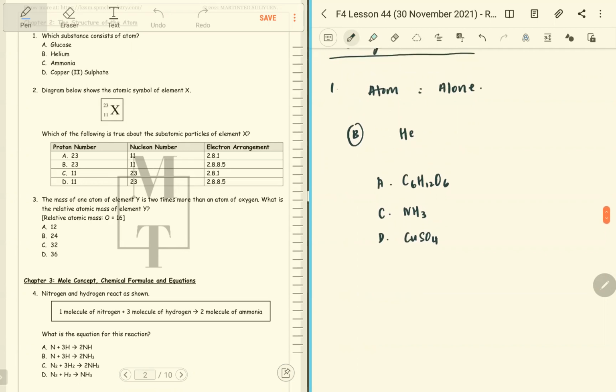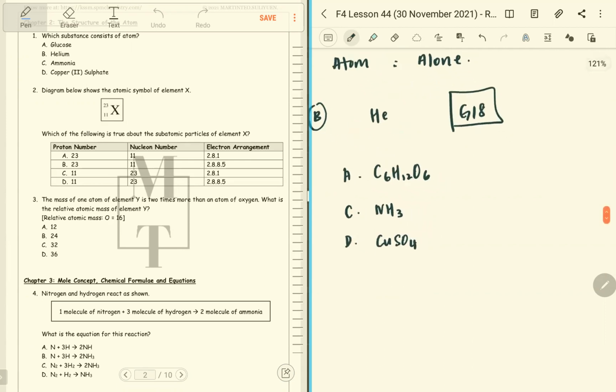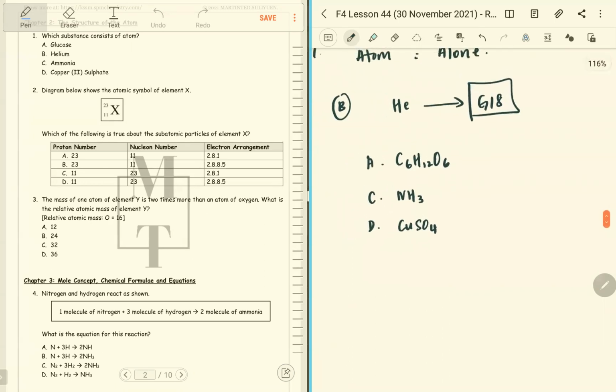Another trick is if you see group 18 substances, we know group 18 always travels alone, it's monoatomic, so you are definitely an atom.